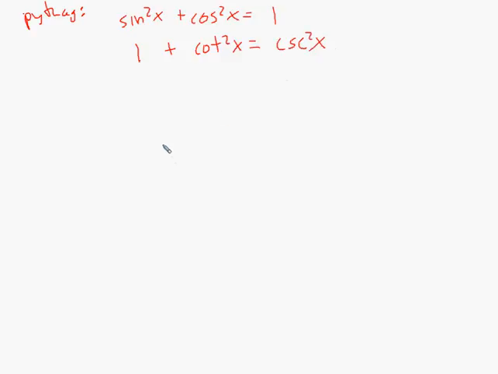Okay. How do I get the next one? Divide the top one by cosine. Yes. Divide the top one by cosine. What do I get? Tan squared. Tan squared plus 1 equals? Secant squared. Good. All right.